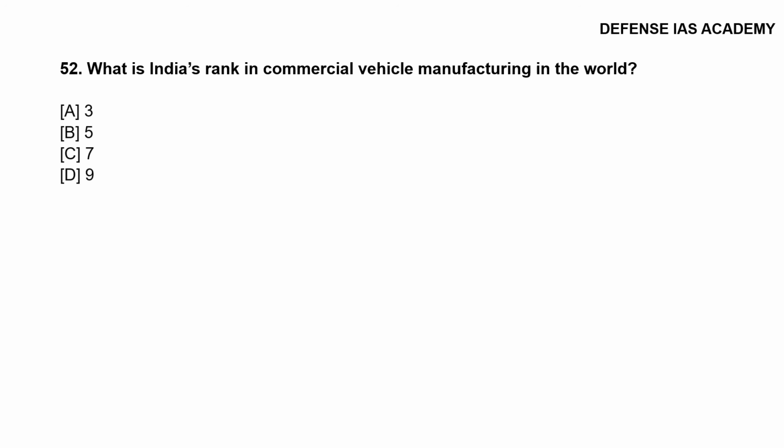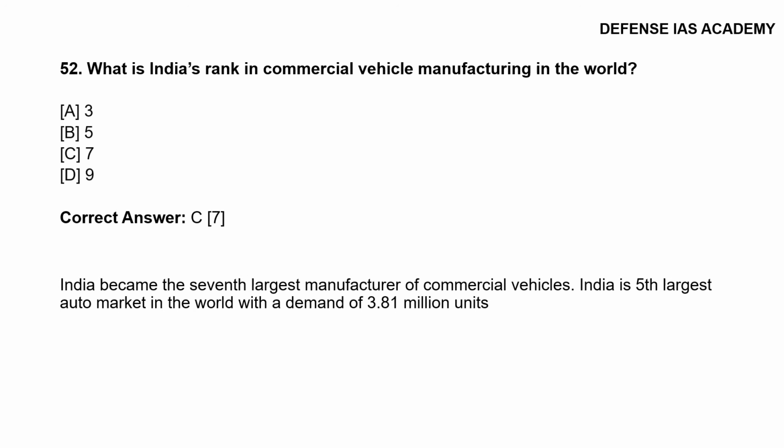Question 52. What is India's rank in commercial vehicle manufacturing in the world? The correct option is option C, 7. India became the 7th largest manufacturer of commercial vehicles. India is the 5th largest auto market in the world with a demand of 3.81 million units.